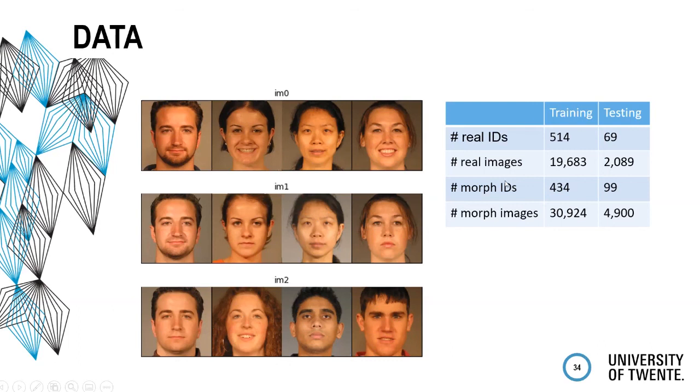So to describe the data sets that I use, the morphing data set, is I now have 434 what I call morphing identities, and we have about 30,000 photos, and we again save some for testing.